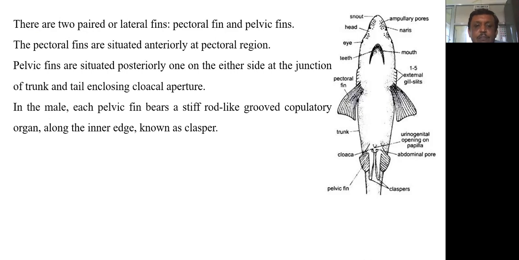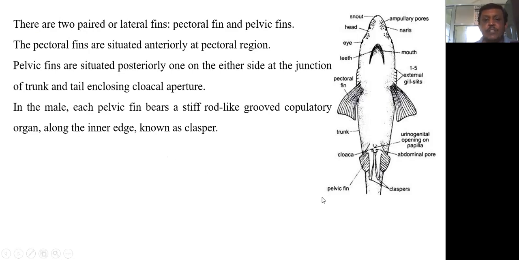In male Scoliodon, each pelvic fin bears a stiff rod-like grooved copulatory organ. So here in the diagram we have shown these stiff rod-like and grooved copulatory organs of the male, which are present on the inner edge.